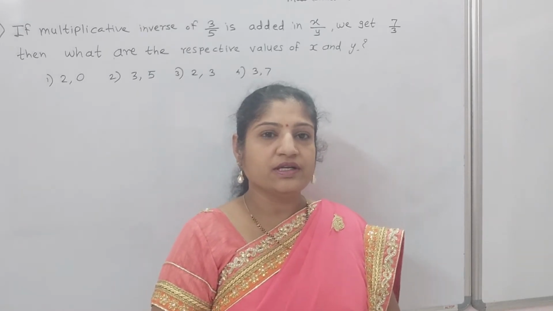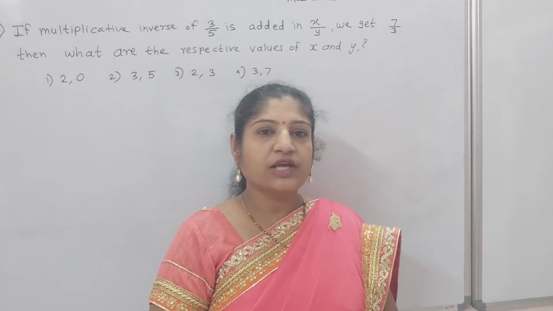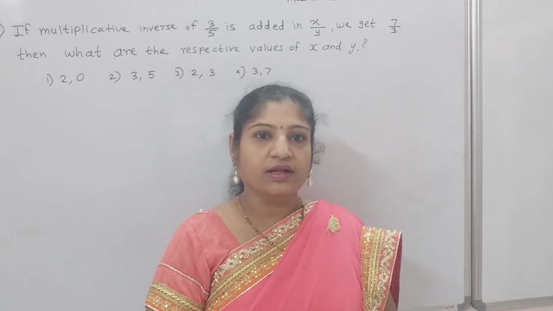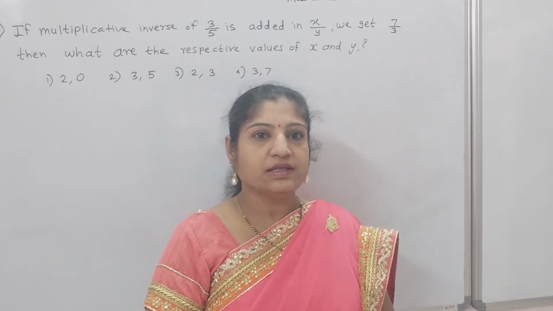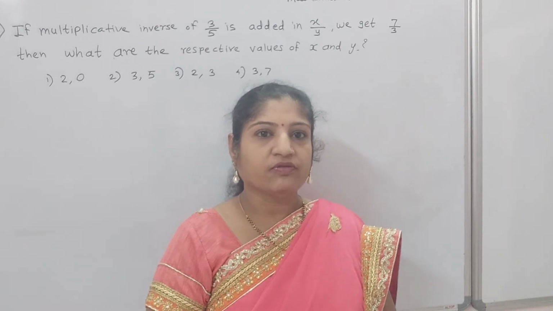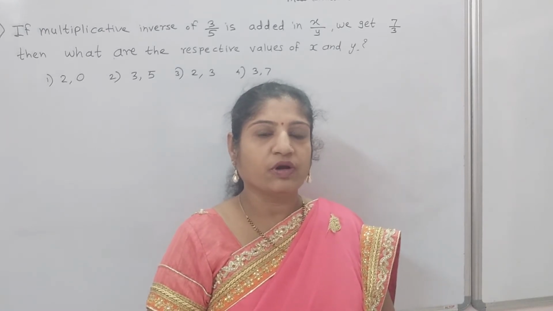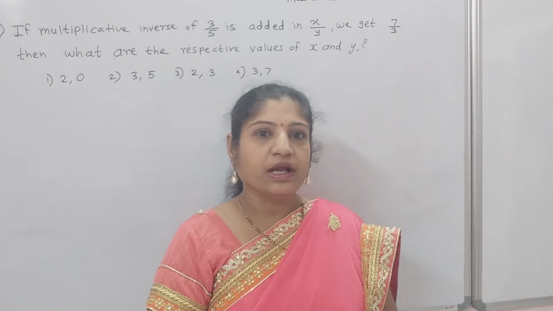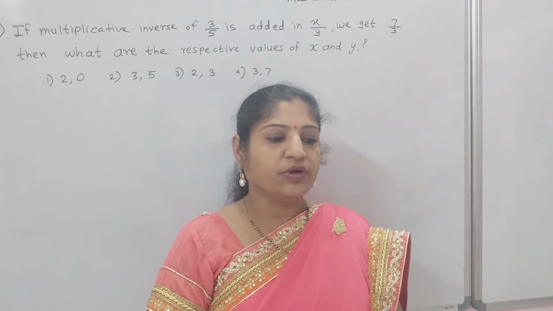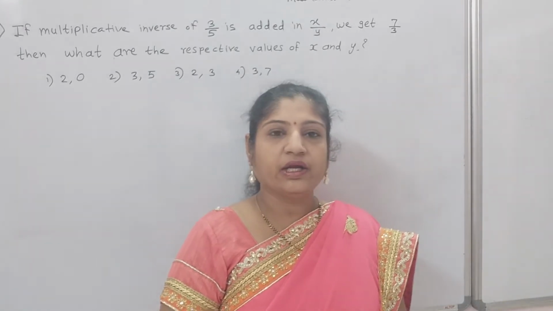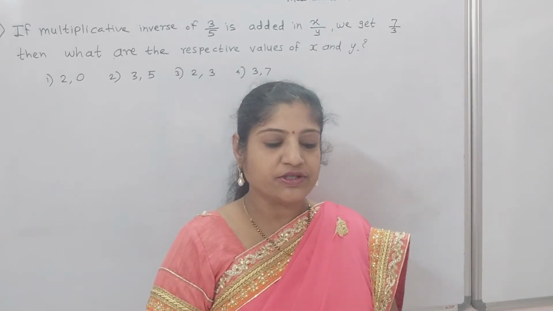And a multiplicative inverse is when the multiplication of two numbers is 1, then the numbers are called the multiplicative inverse of each other. For example, 5 into 1 upon 5 equals 1. Now, today's topic is subunit 1.4, additive inverse and multiplicative inverse.